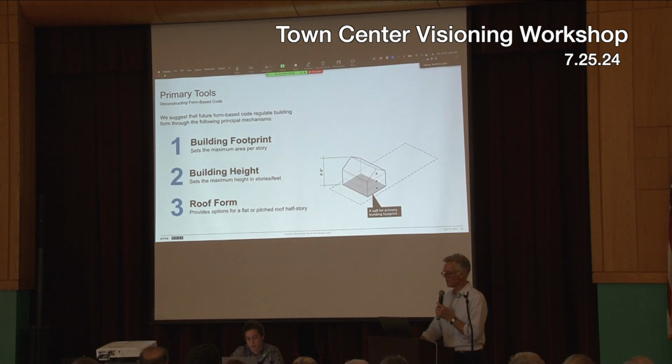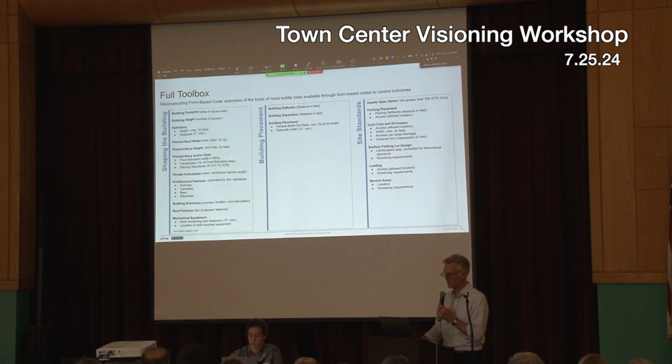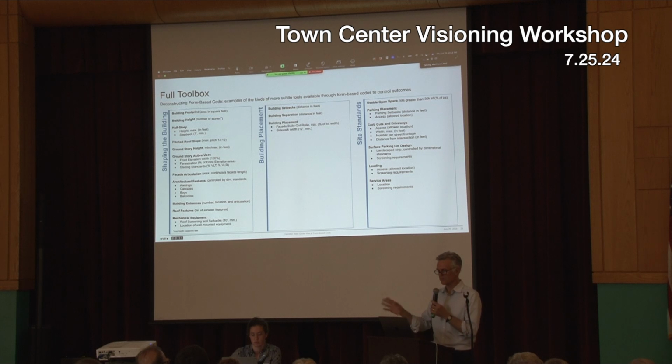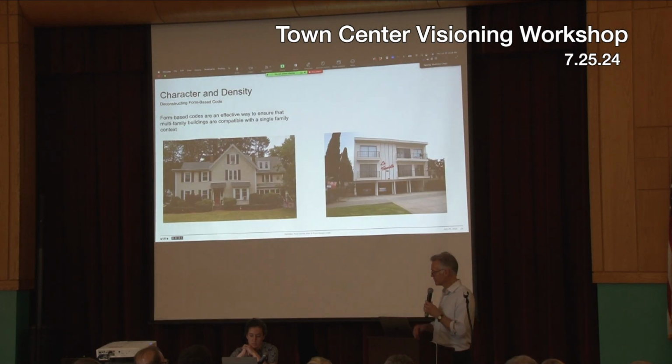Okay, form-based code. These are some of the primary elements that a form-based code would control: the maximum footprint, the heights of the building, the form of the roof. If we look in more detail, the other thing a form-based code does very well is shaping the building: footprint, height, how stories are defined, how the building is placed on a site. So this is back to the question of setbacks, the separation of other buildings, and then what we call site standards: open space, how parking is treated, curb cuts, all those things. This is a lot more detail and typically a lot more guidance than a conventional code gives you.